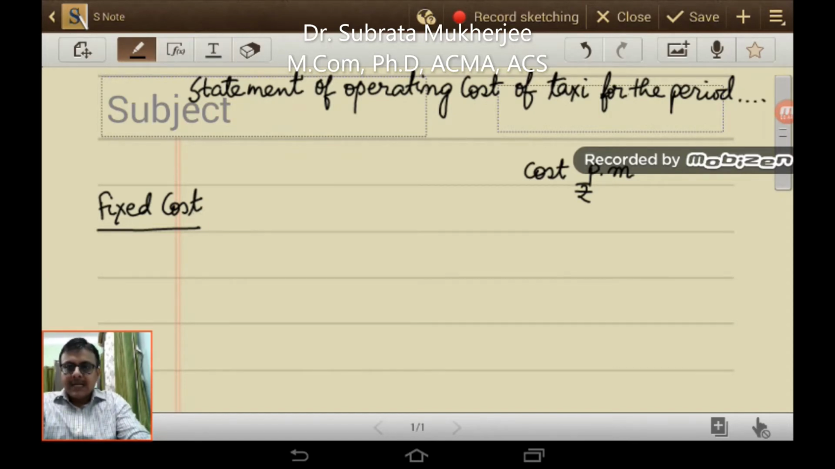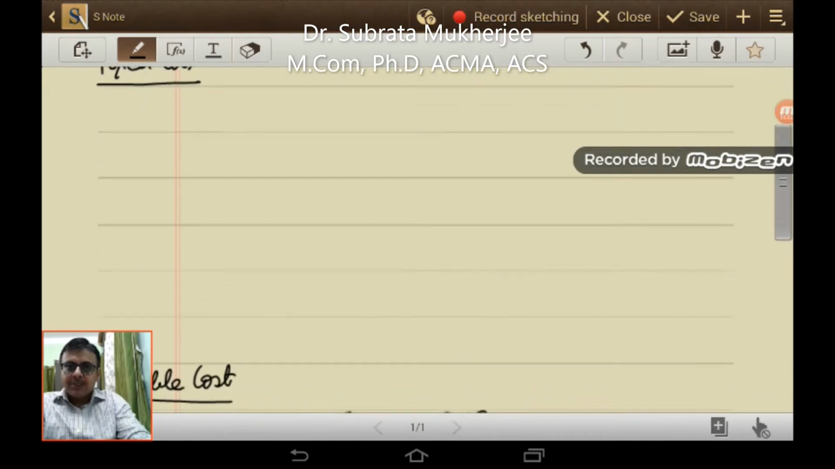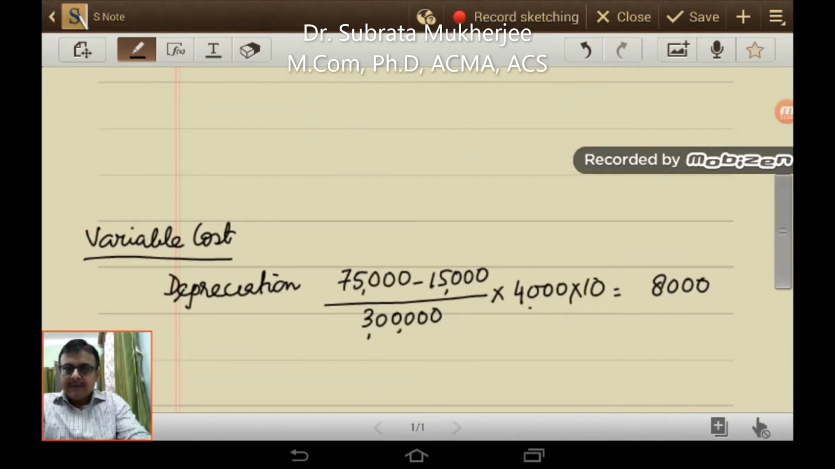Now the first item given in the question is the cost of each taxi, which is 75,000 per taxi. This information is helpful to calculate the amount of depreciation. What is the amount of depreciation for the 10 taxis that I have calculated here? It is calculated at rupees 8,000. Let me explain the calculation.